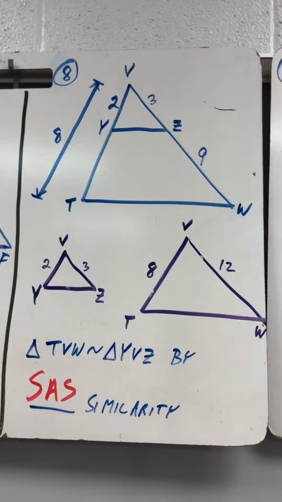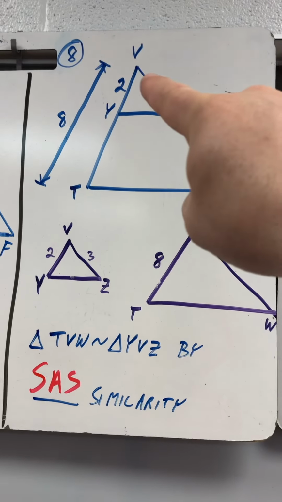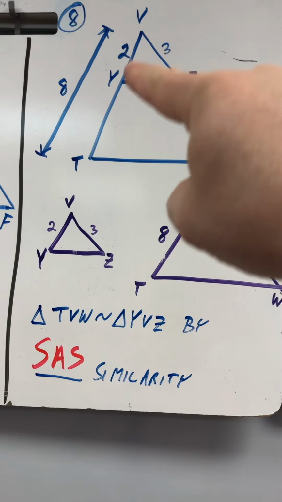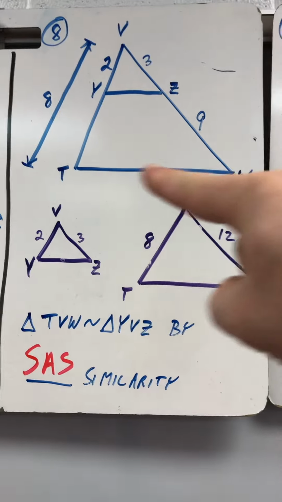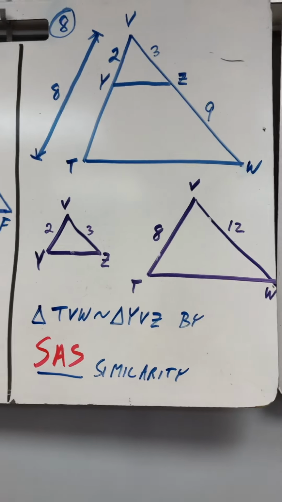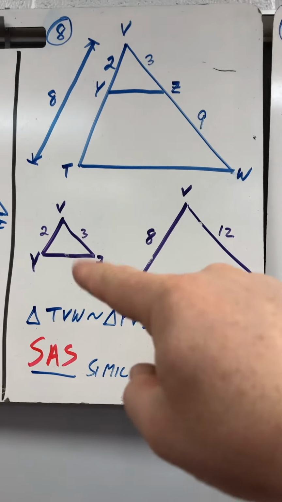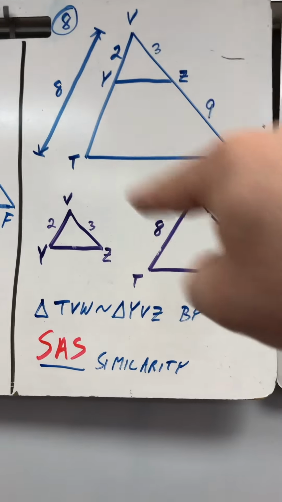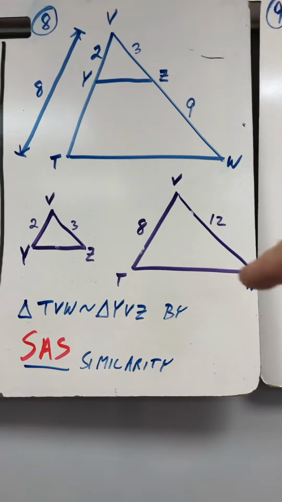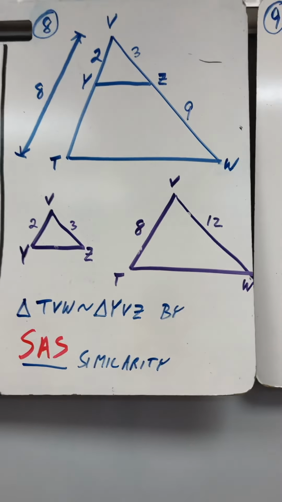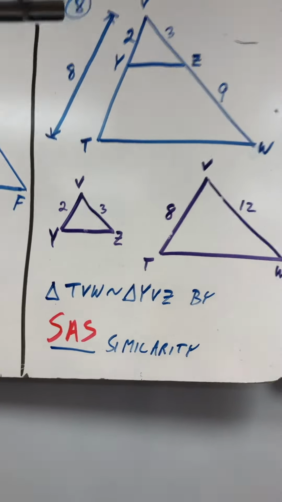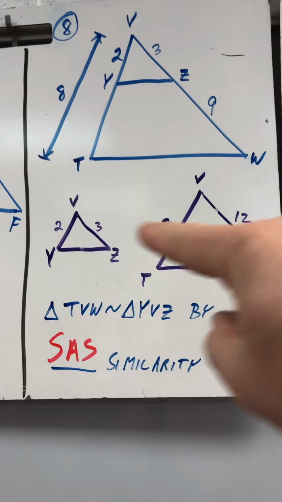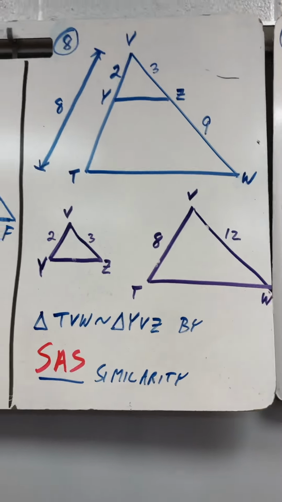Note here, at the very top, would you agree that angle V is the same angle at the top for both triangles, this little one here and the big one, right? Okay. If I separate the two triangles, notice that this long leg is 8 and this long leg is 12, right? Because 3 plus 9 is 12, okay? So 2 times 4 is 8, 3 times 4 is 12. This is angle V, this is angle V, so you have side angle side, right?